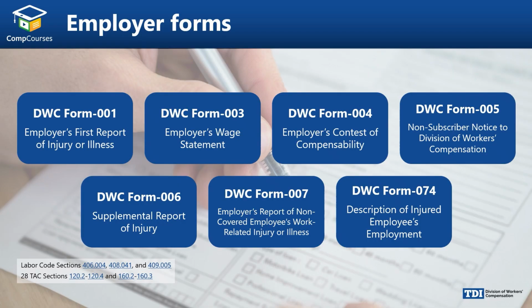There's also a DWC Form 005. Now, this form must be filed by non-subscriber. This is a DWC Form 005, non-subscriber notice to the Division of Workers' Compensation. Now, this form must be filed within 30 days of hiring your first employee, within 10 days of terminating your workers' compensation coverage, and within 10 days of the Division of Workers' Compensation asking for it.